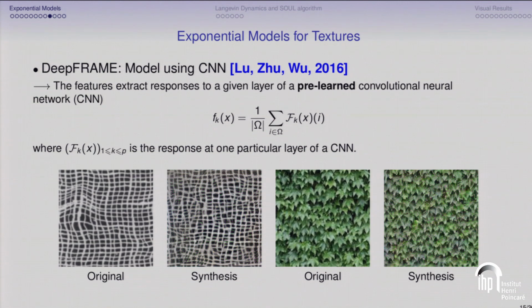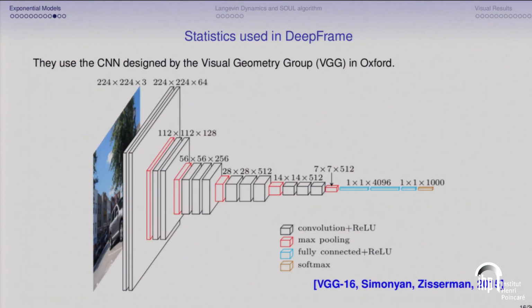What was interesting in this paper is that they proposed to use a Langevin algorithm for a distribution with those statistics. Okay, so the usual diagram, as I advertised. Which statistics did they use? They used this layer, which is a bit intriguing, not so shallow, but not so deep.